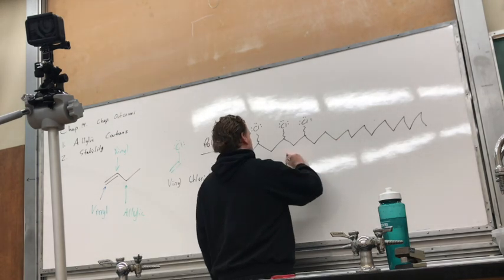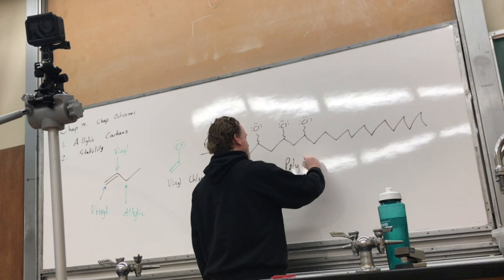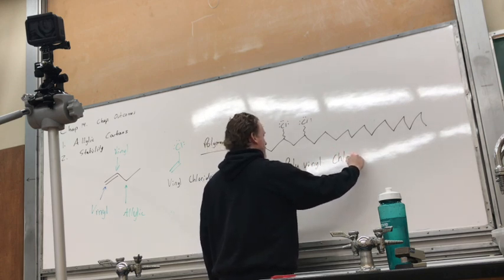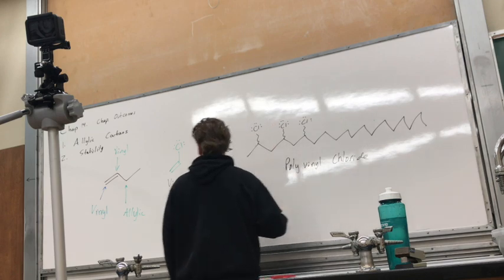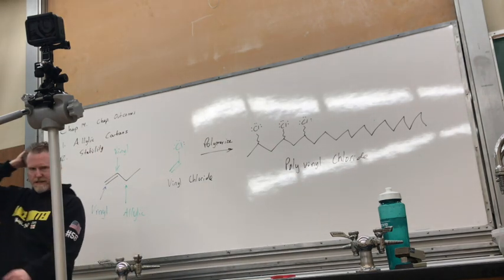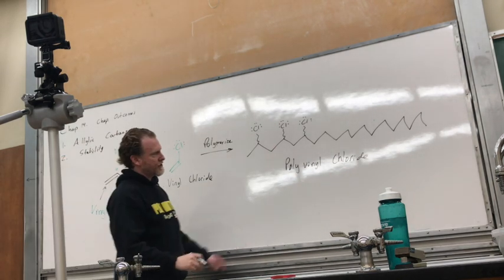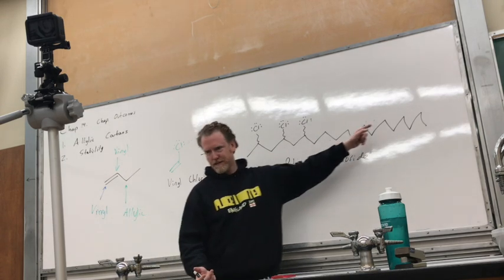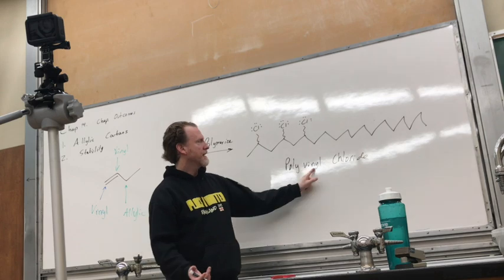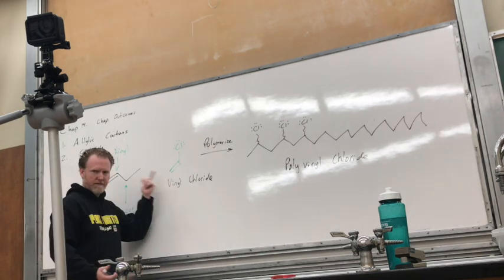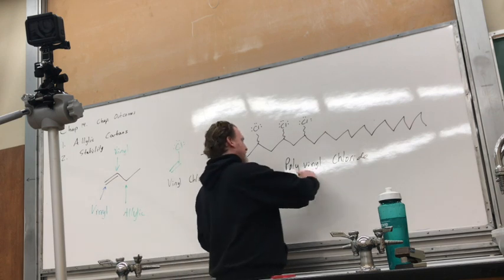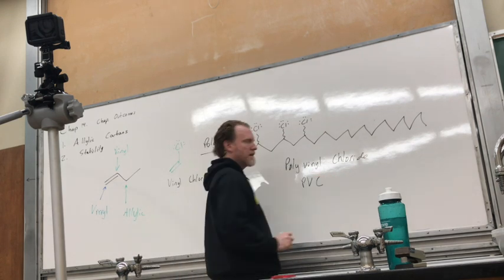Okay, so this one is polyvinyl chloride. So it's many vinyl chlorides, makes sense, right? It's kind of interesting, vinyl suggests an alkene, right? But this has no alkenes, it's just alkanes. But it's because it's made from the alkene, the vinyl chloride. And you've heard of this. This is PVC, polyvinyl chloride.